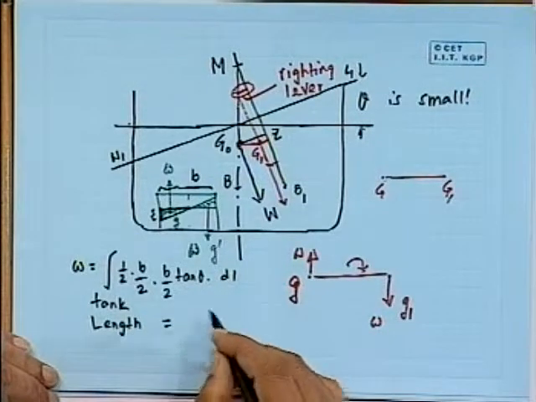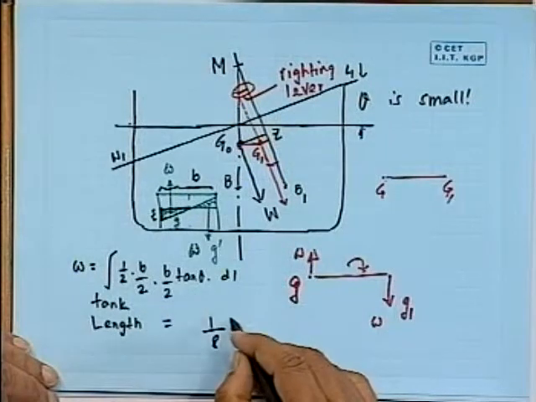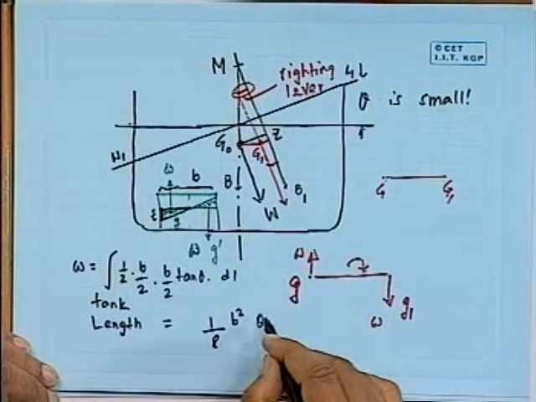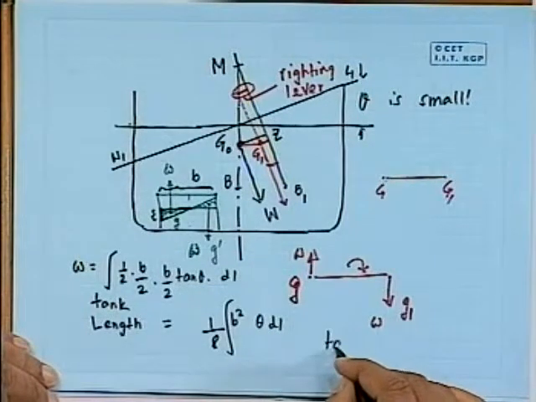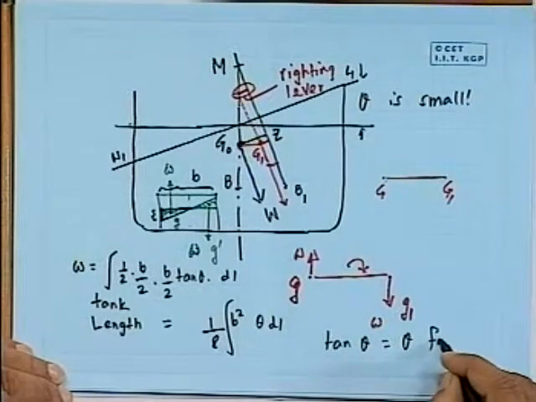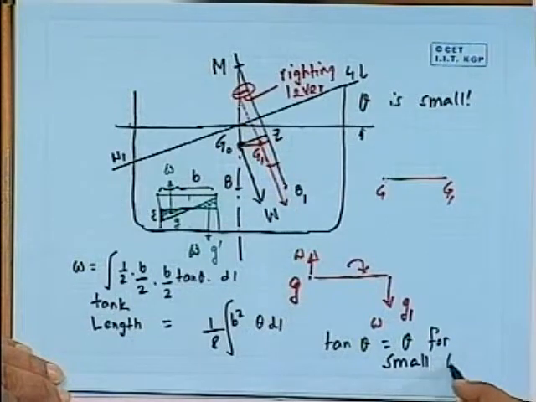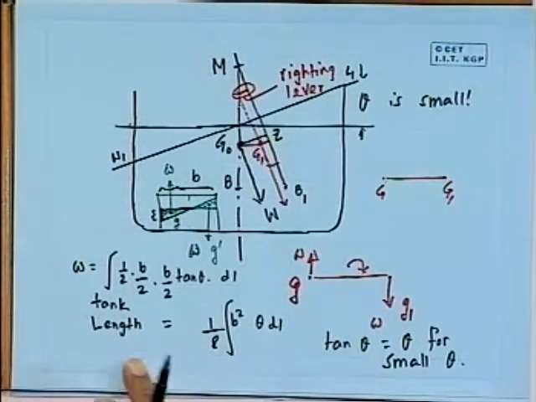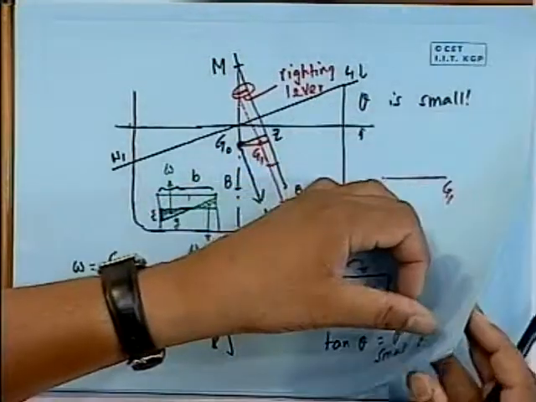So this becomes equal to 1 by 8 b square. I write theta here because tan theta is theta for small angle. Okay, this is the weight of it. Now our formula is going to be, we will go to the next diagram.